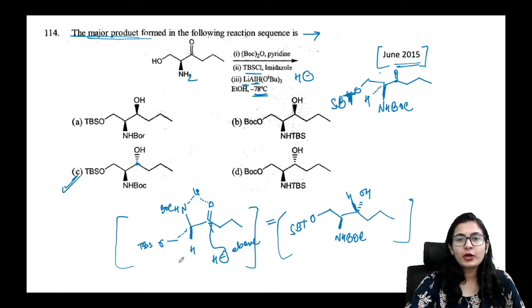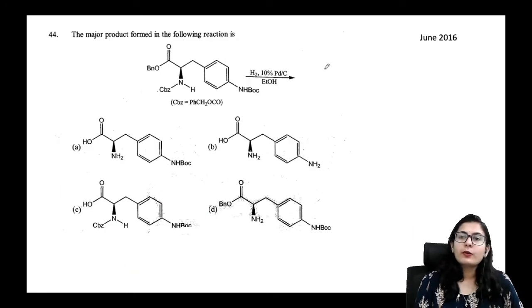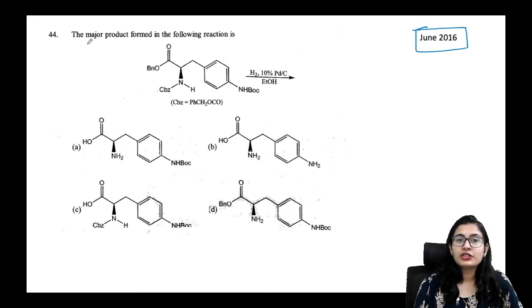Okay, very important, guys. Next good question, June 2016. Back-to-back questions are appearing in each year. The major product formed in the following reaction is. So what do you do, guys? H2 in the presence of 10% palladium on charcoal. So this is only catalytic hydrogenation, but there are three protecting groups.